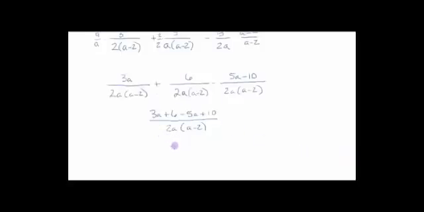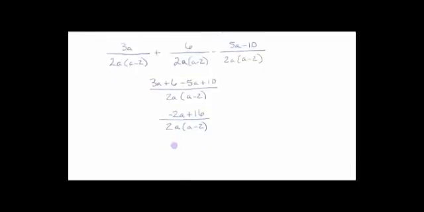So I have a negative 2a on top and a plus 16. And in the denominator, I have 2a(a minus 2). Can I take out any kind of common factor here? Sure. I'll take out a 2. So if I take out a 2, that gives me a negative a plus 8. And that's all over 2a(a minus 2).